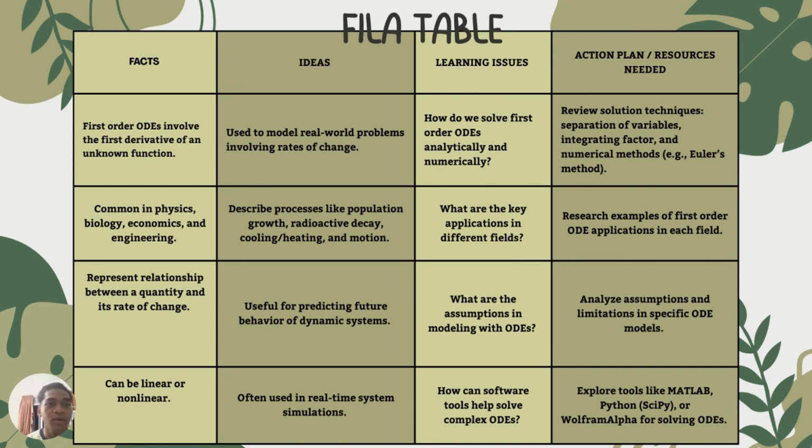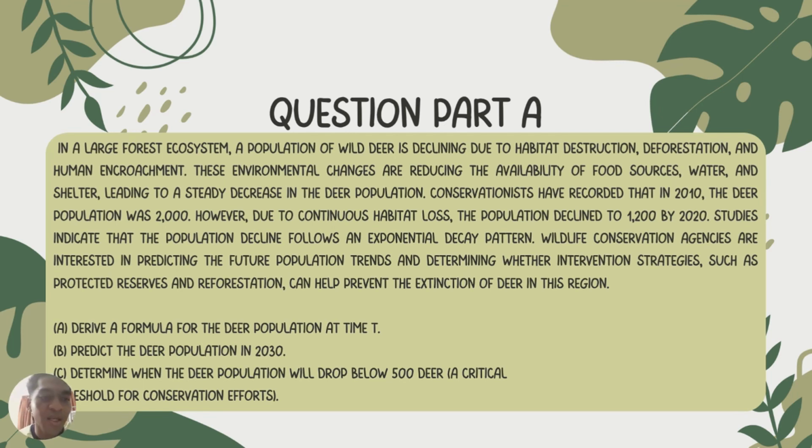So this is our fact table. The first-order ODE involves the first derivative of an unknown function, and is commonly used in physics, biology, economics, and engineering. It represents the relationship between a quantity and its rate of change, and can be linear or nonlinear. The ODE is used to model real-world problems involving rates of change, describing processes like population growth, radioactive decay, cooling or heating, and motion. It is useful for predicting the future behavior of dynamic systems, and is often used in real-time system simulation. And then this is our learning issue and action plan. So I will pass to question part A.